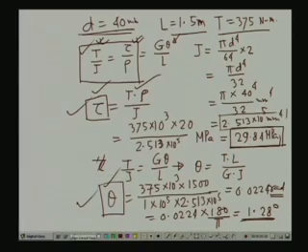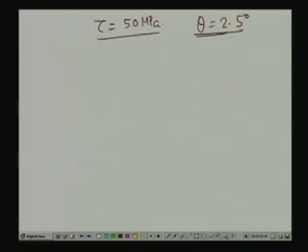Now, let us look into the second part, wherein we have to compute the value of the twisting moment for limiting stresses. Now, the limiting stresses are: tau is limited to 50 megapascal and the angle of twist theta is 2.5 degree. For these two cases we will have to find out what is T. Let us call the T corresponding to the first as T1 and the T corresponding to the second as T2. So, if we compute T1 and T2, the lesser of these two will give us the value of the guiding twisting moment.